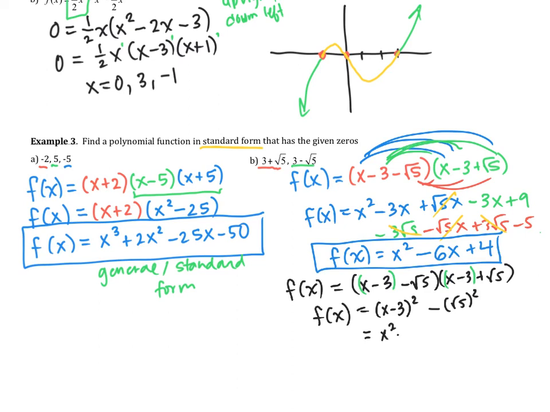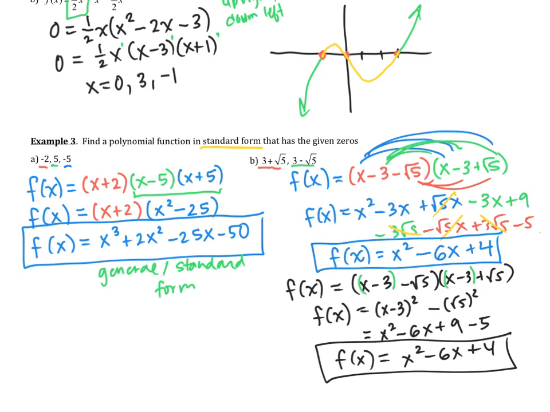This will be x squared. Make sure you multiply this all the way out. Plus 9 minus 5, x squared minus 6x plus 4. So I get the same polynomial function. But if you notice the difference of squares pattern, it makes it a little easier to make sure you're getting a more accurate answer.